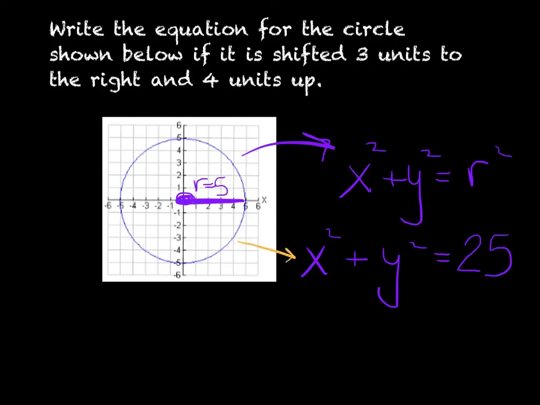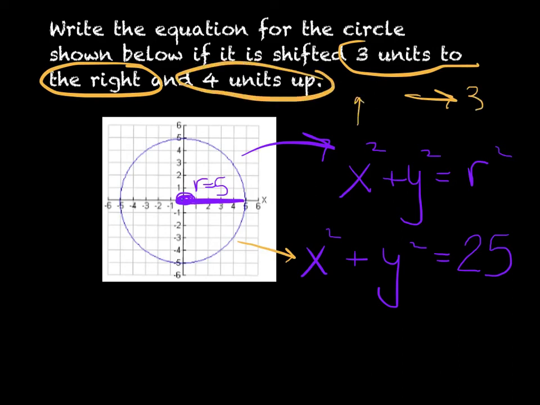Now it says take that circle and shift it 3 units to the right. So I'm going to go right 3 and up 4. All right, so if I go to the right 3, and I'm just going to draw it in. I'm going to move the circle right 3, so I'm going to count over 3, and I'm going to go up 4. So I'm going to say my new center is going to be right here, and that coordinate is 3, 4. So if my center is now 3, 4, what is my equation going to be?